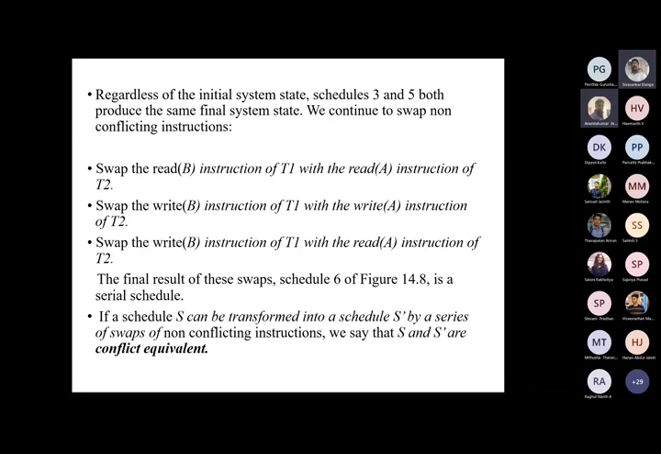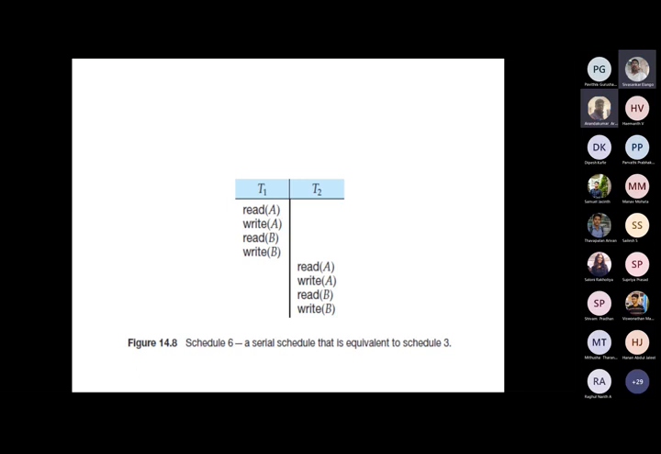So if a schedule S can be transformed into a schedule S dash by a series of swap operations of non-conflicting instructions, we say that S and S dash are conflict equivalent, right? So initially it was read of A, write of A, followed by read of A, write of A, then only you have read of B, write of B. Now we have swapped read of B and write of B with read of A and write of A instructions. Now it's a serial schedule, so that you will be able to execute the instructions without any conflicts.